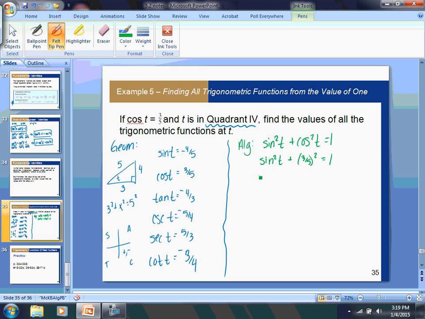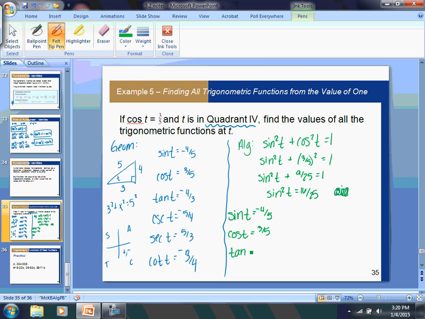So then you've got sine squared t, and this is 9 over 25. I subtract the 9 over 25, so think of 1 as 25 over 25 minus 9. That's going to be 16 out of 25. Then I take the square root of both sides, so sine of t is going to be 4 over 5. Now remember I'm in quadrant 4, and sine is negative in the fourth quadrant, so I've got to make it negative. And they told me cosine is 3/5, so I knew that already.